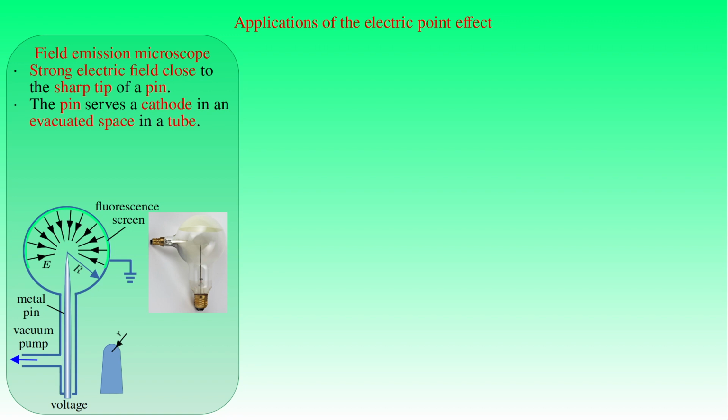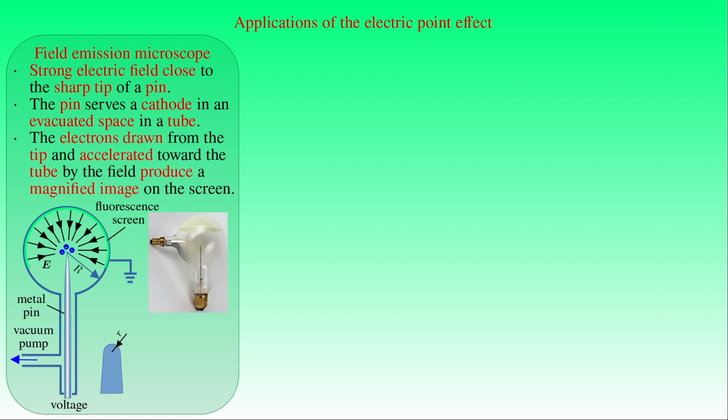The strong electric field with the field strength between 10^9 and 10^10 volt per meter draws electrons from the tip of the cathode held at a large electric potential. The electrons emitting from the cathode are accelerated in the direction perpendicular to the surface of the pin by the huge potential difference between the pin and the fluorescent layer on the inner surface of the tube. The electrons traveling along the field lines collide with the tube and produce a bright pattern on the fluorescent screen, as seen in the figure.